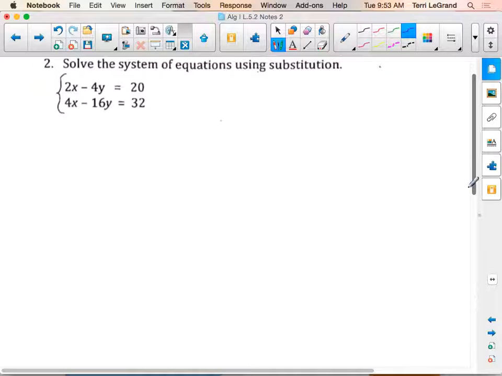If I solve the first equation for x, would that be pretty? If I solve the first equation for y, would that be pretty? Second equation, maybe. So which one do you think? Anybody got a suggestion for us? Which one would work out pretty nicely for us?